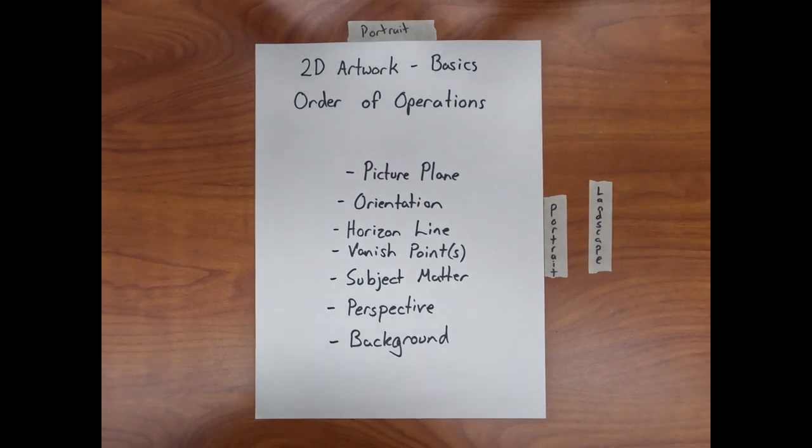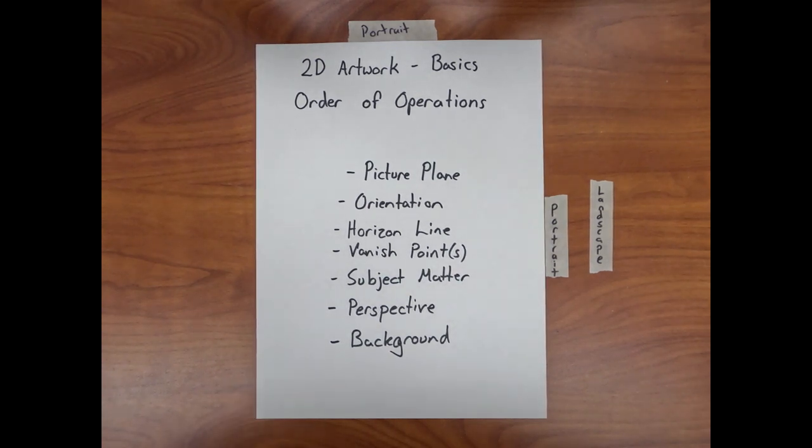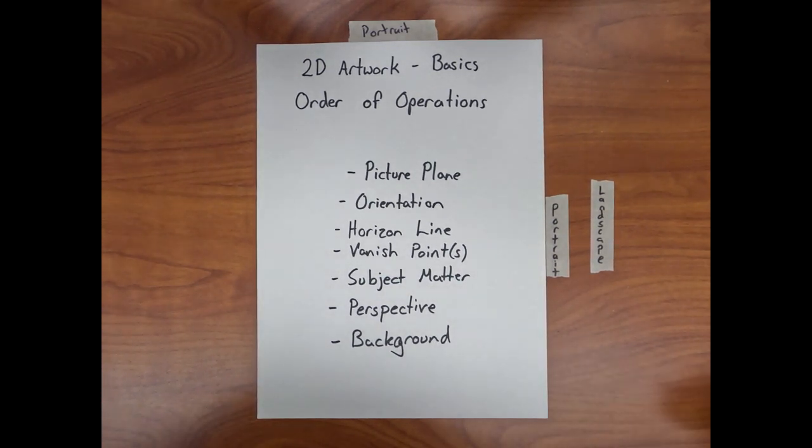So I'm going to be talking about 2D artwork basics, specifically the order of operation. The order of operation that I teach in my classes, which are the steps that you should be taking in your artwork, are figure out your picture plane, orientation of the picture plane, horizon line, vanishing point or points, subject matter, perspective, and background.